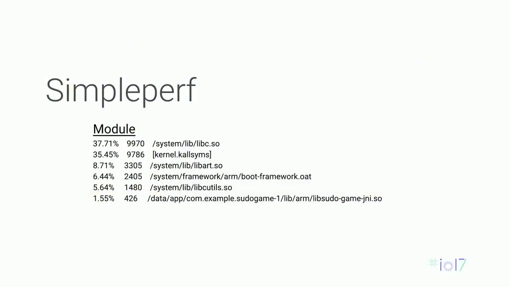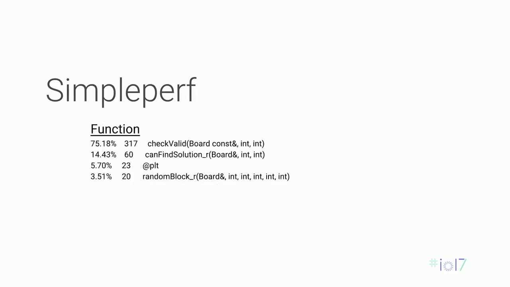SimplePerf is a CPU profiler from Google. It shows the percentages of time spent in various parts of the game. For example, we can use it to find the percentage of time spent in shared libraries, and that way we can tell where most of the time was spent. We can then look at one of these shared libraries and see what percentage of time was spent in each of the functions.